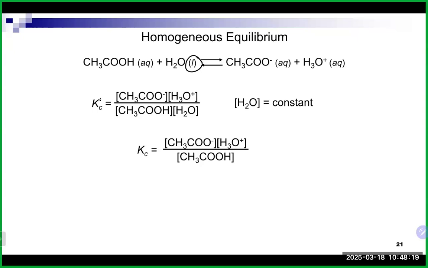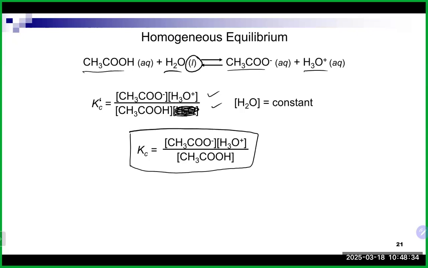So normally what we would do is write the equilibrium expression and take our products divided by our reactants, and we would get something like this. Water, which is a pure liquid, will pretty much stay constant through that process. That gives us the equilibrium constant for this reaction, which is the concentration of acetate times the concentration of hydronium ion divided by the concentration of acetic acid. Again, we do not include the water as it is a pure liquid.